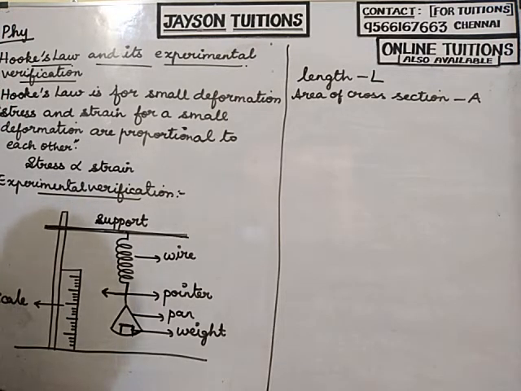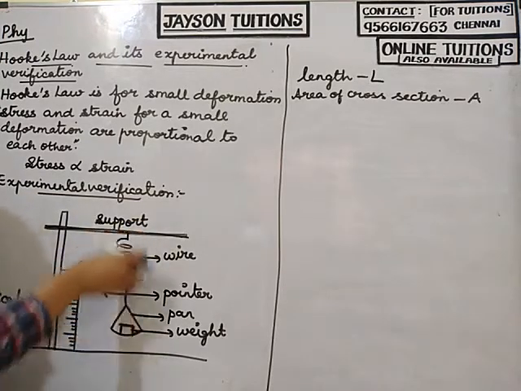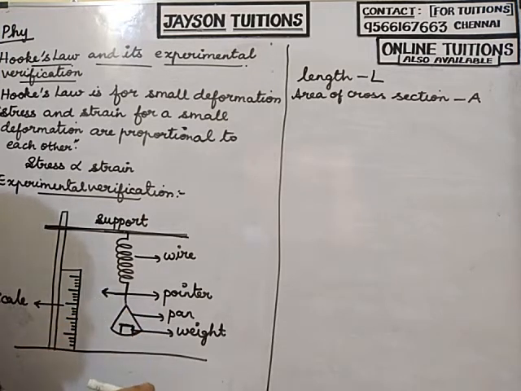Third point, the extension produced. Suppose if I keep the weight here, what will happen? The wire will extend, yes or no? So the extension produced is measured by a vernier scale arrangement.